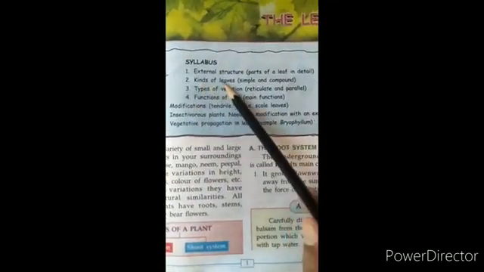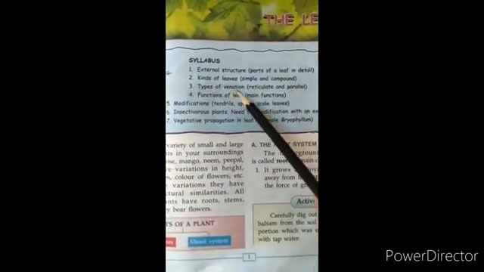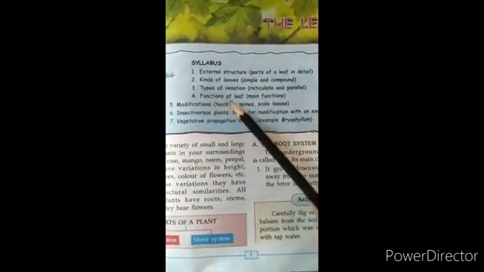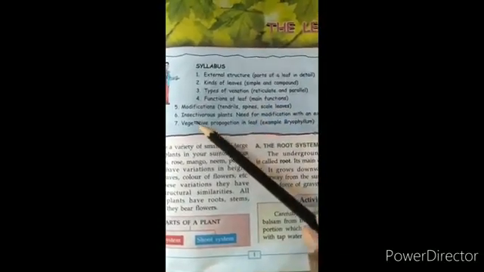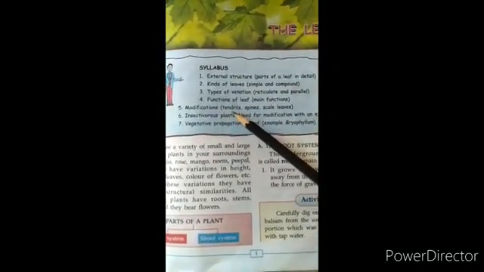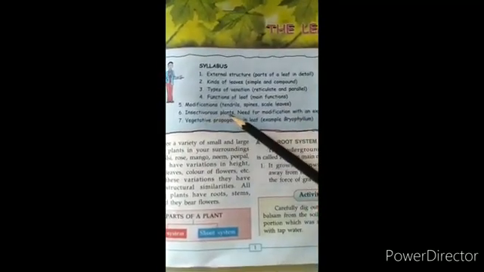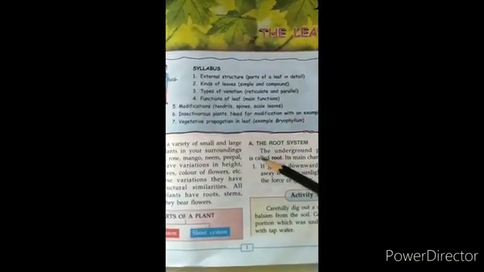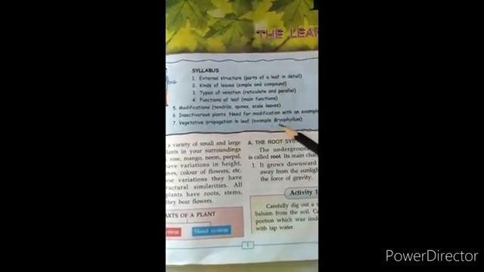Then kinds of leaves, simple and compound. Types of venations, reticulate and parallel. Function of leaf, the main functions. Then we'll further look into the modifications of leaves, and we will look at tendril, spines and scale leaf. Insectivorous plants, need for modification with an example. Vegetative propagation in leaves, example Bryophyllum.